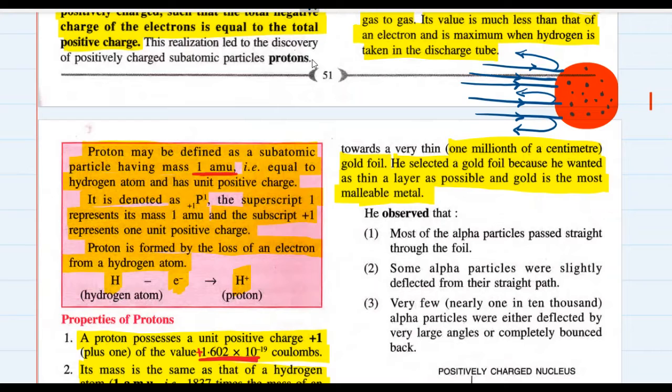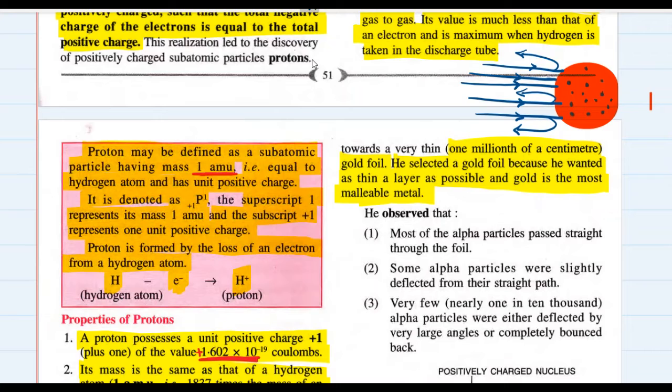That's what Rutherford was curious about. So Rutherford did this experiment with a very thin gold foil whose thickness was 1 millionth of a centimeter. Just imagine, very thin gold foil.